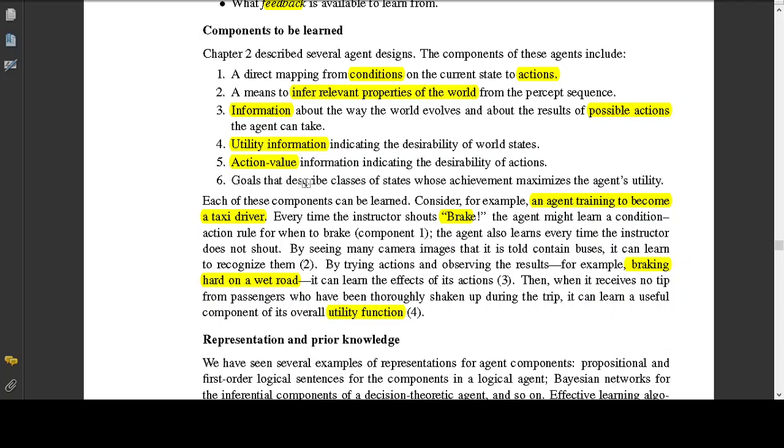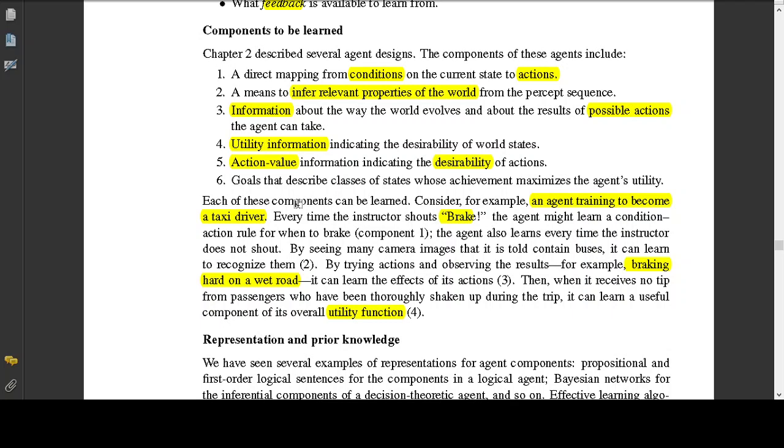Then the fifth one is action-value information indicating the desirability of actions. All these are qualitative kinds of things in systems. Then action-value information indicating the desirability of actions.